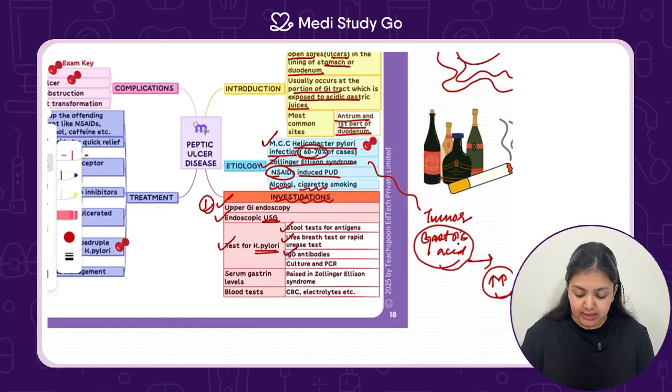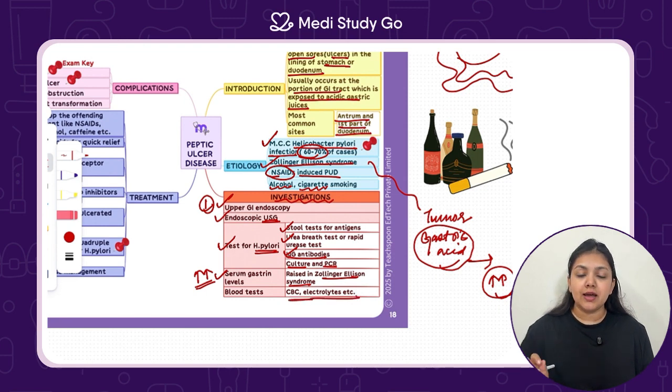We check IgG antibodies because if any microorganism is present, the body's reaction will be to increase the antibodies. And we do a culture and PCR test to see which bacteria and which strain of the bacteria is present. Then we do serum gastrin levels because these will be highly raised, especially in Zollinger-Ellison syndrome. And we do normal blood tests like CBC and electrolytes to remove any cause which can be because of blood, or it can also show in the blood if any infection is present.